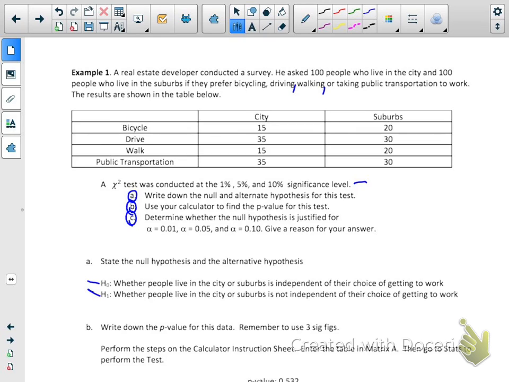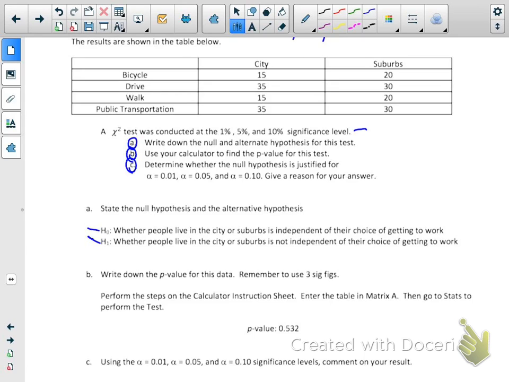Now, to find the actual p-value, whenever it says to write down a value, like it says here, that's something that should be pretty easy, or something that you should not need to show a lot of work for. So to do this, we're going to have to put this data into our calculator, in a place we haven't used before, and that's going to be under matrices.